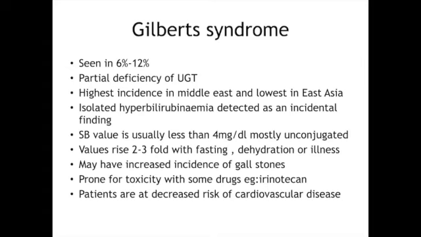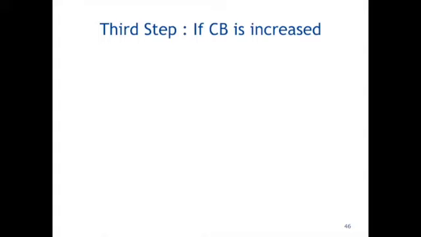These patients may have increased incidence of gallstones, and they are prone to toxicity with some of the drugs which require conjugation by the UDP glucuronide transferase enzyme, especially the irinotecan type of chemotherapeutic agent. But interestingly, these patients are at decreased risk of cardiovascular disease. So this is about unconjugated hyperbilirubinemia.